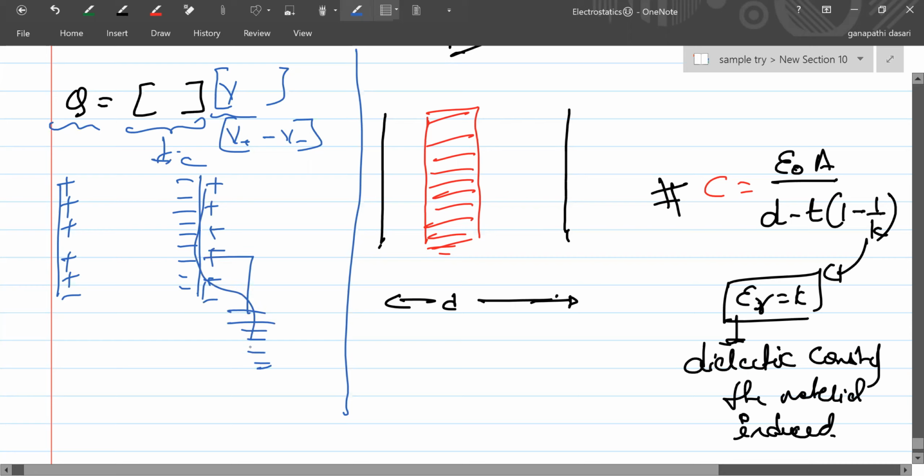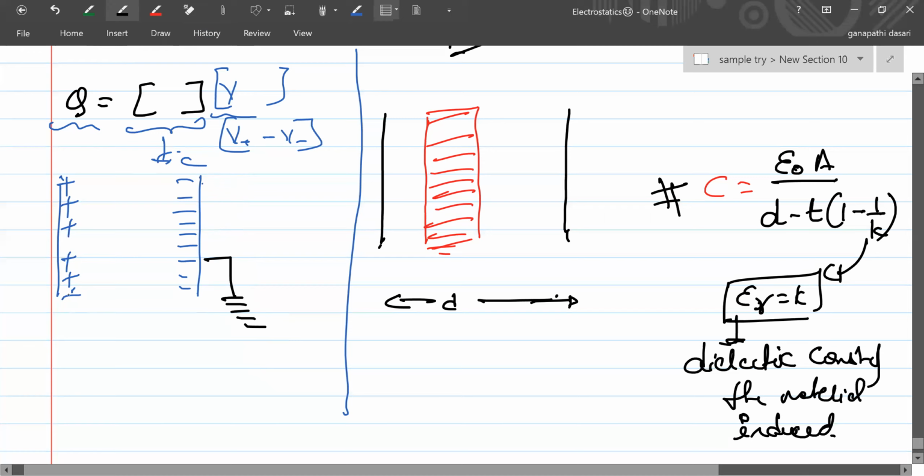This positive charge will be neutralized by earthing here. Then positive charge and negative charge will be present on the two opposite plates, equal in magnitude but opposite in sign. Like that, there will be positive charge and negative charge.